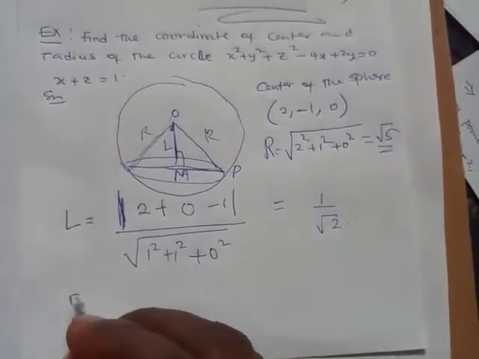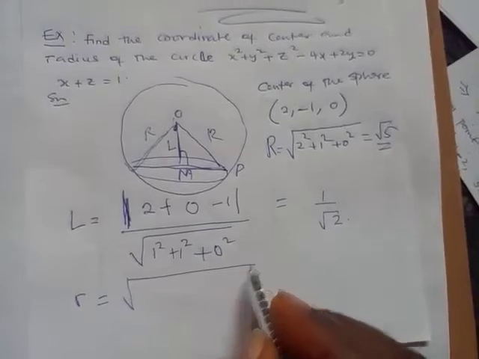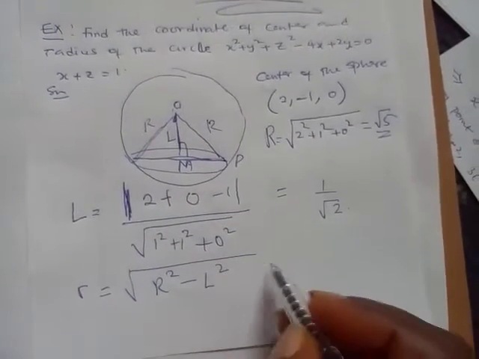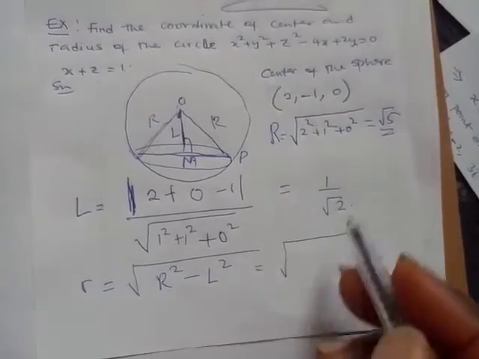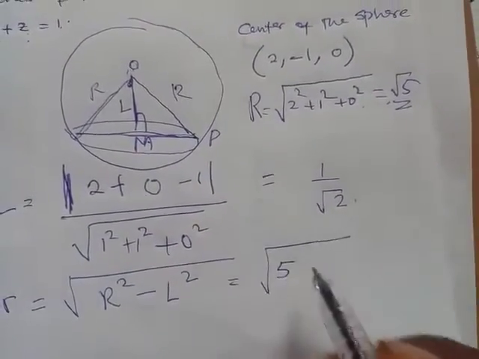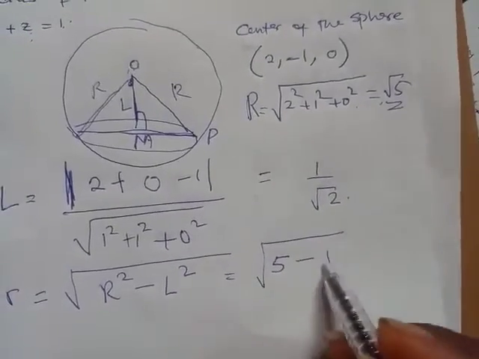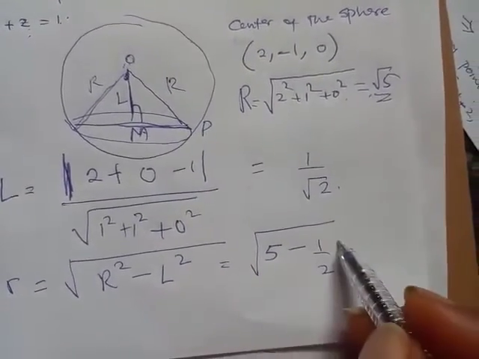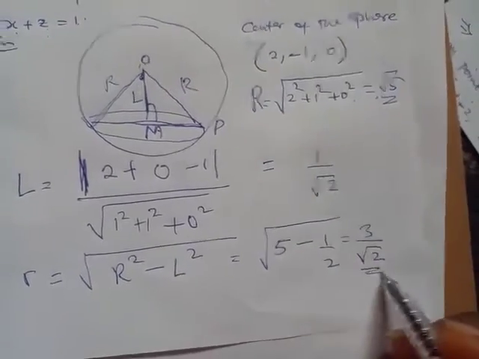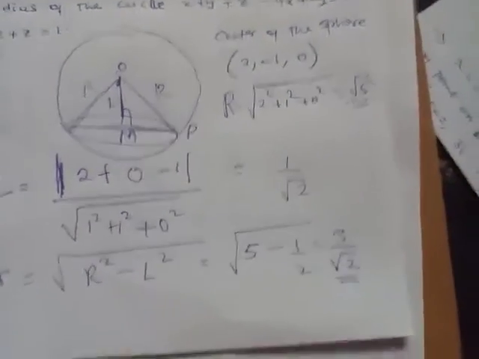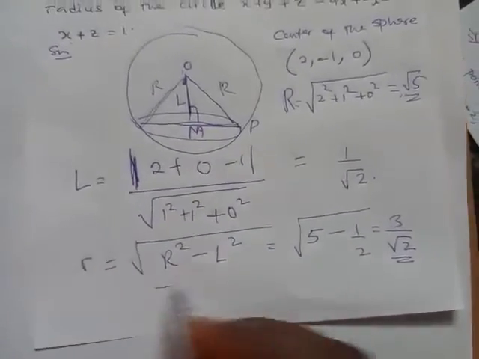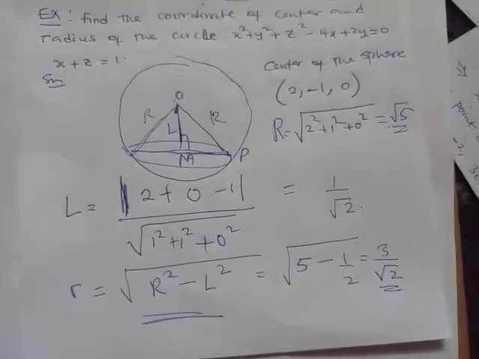So now we can find the radius of the circle. So this should be the square root of r squared minus l squared. If you square this, 5 minus this half. So finally there, we have 3 over root 2, or if you rationalize it, you have 3 root 2 over 2. So that will be the radius. We have found the radius of the circle.